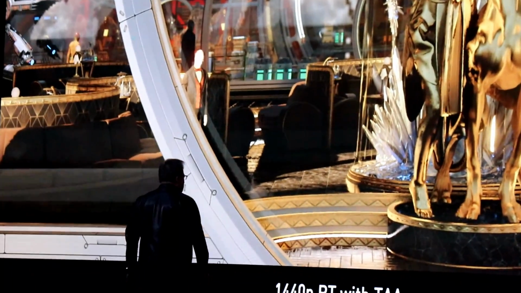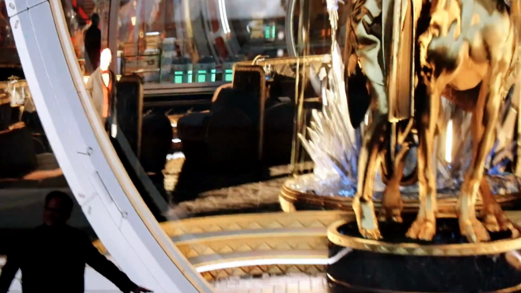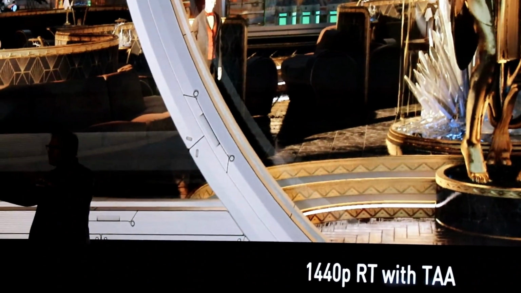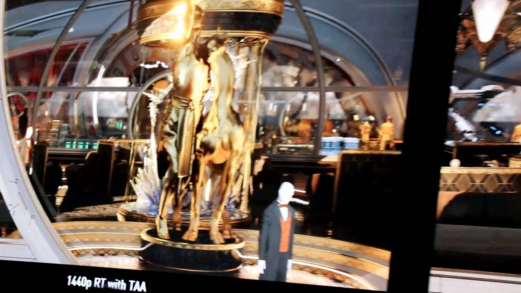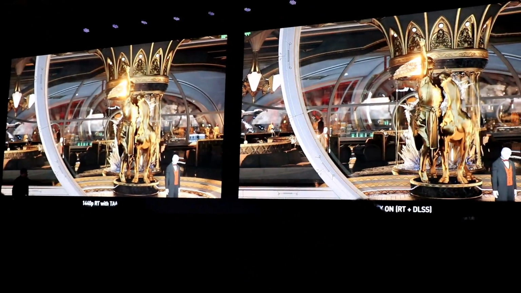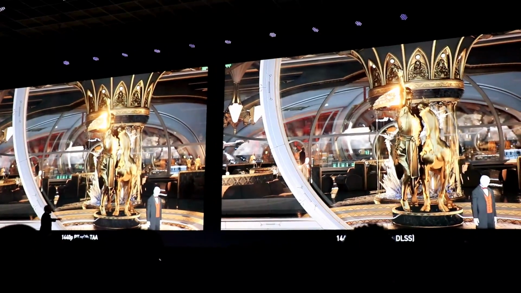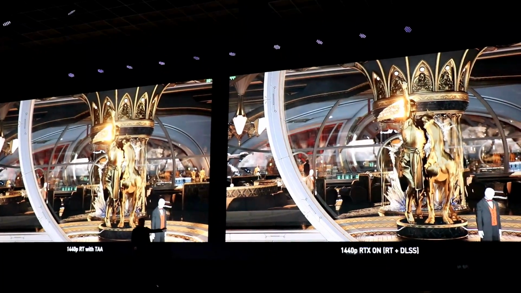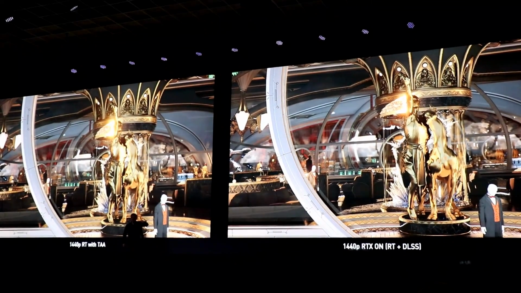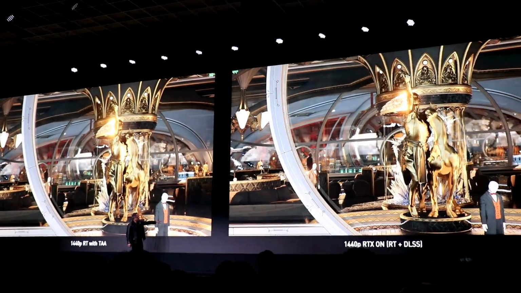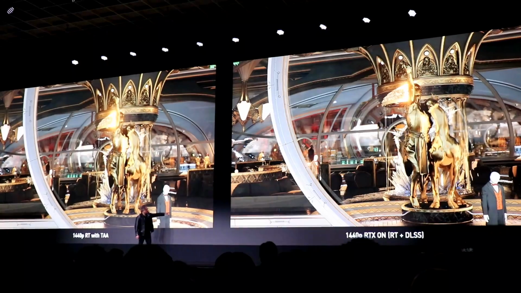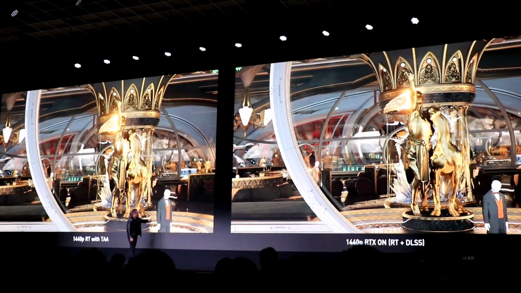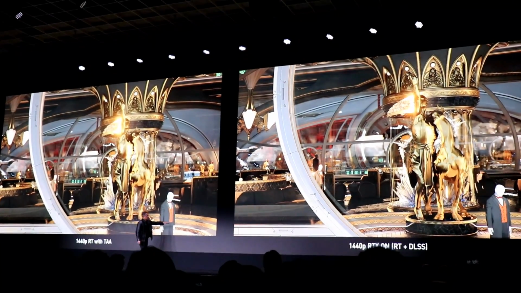Look at the detailed differences. Remember, both are exactly 1440p. Both are RT on. This one is using TAA. Notice all the subtle details. Temporal anti-aliasing has some static artifacts. In motion, you don't see it, but when it's static, you see a little bit of flickering. If you could just ignore that.